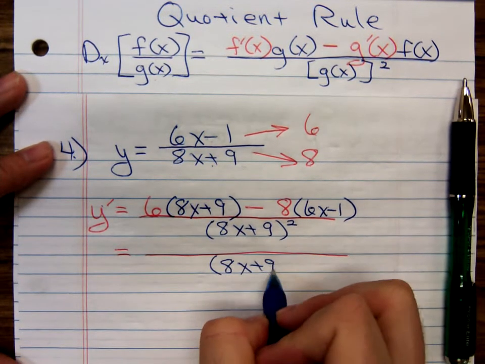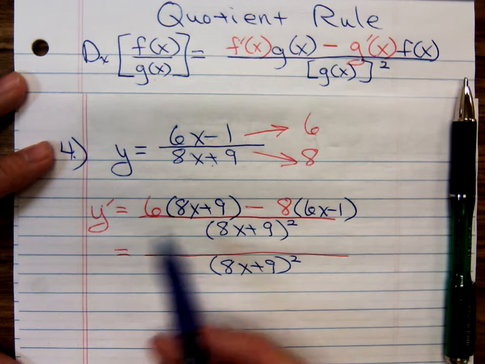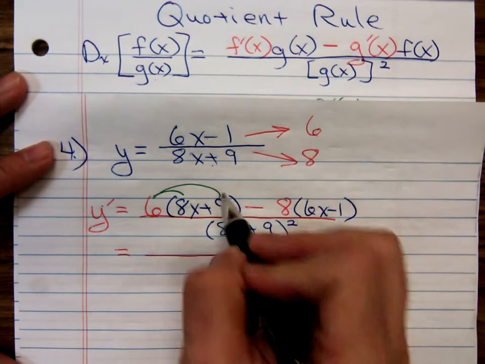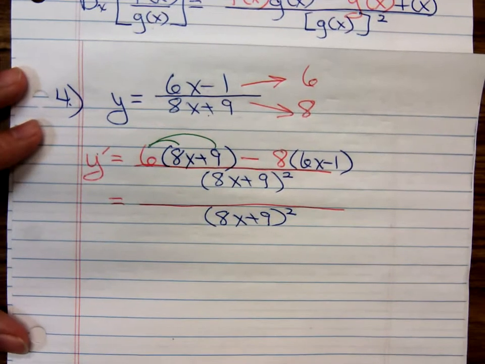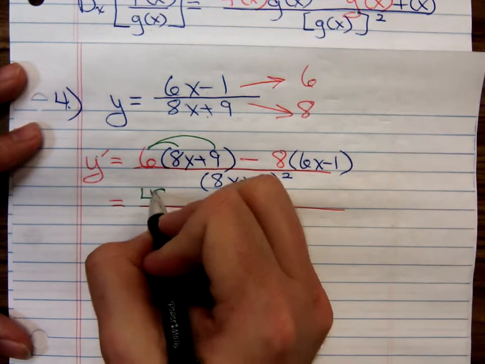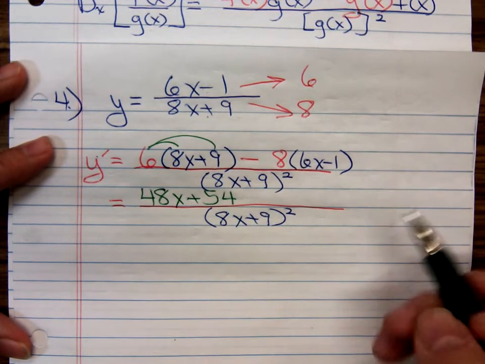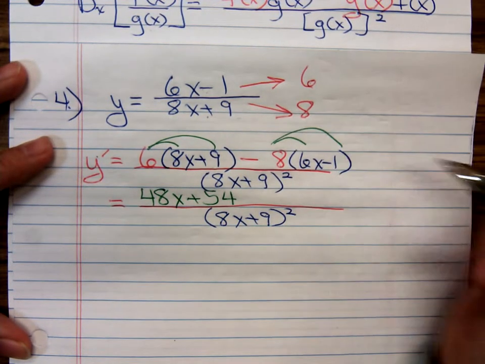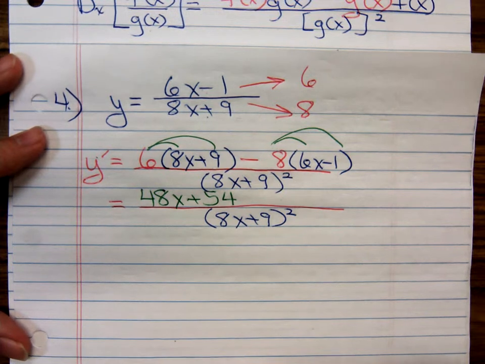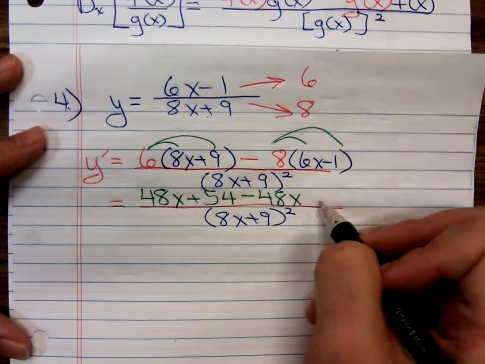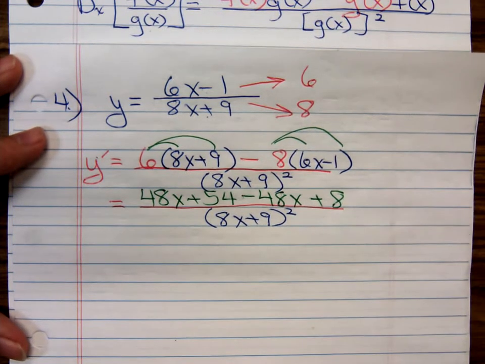We can distribute the 6 over the 8x plus 9. Distributing the 6 over the 8x plus 9, we get a 48x, plus 54. Distributing the negative 8 over the 6x minus 1, we get a minus 48x and a plus 8. This is actually working out pretty nicely.